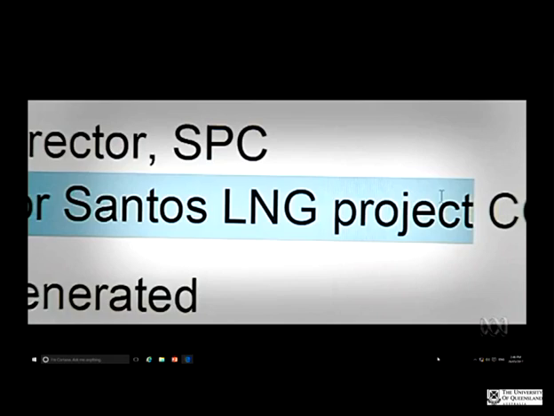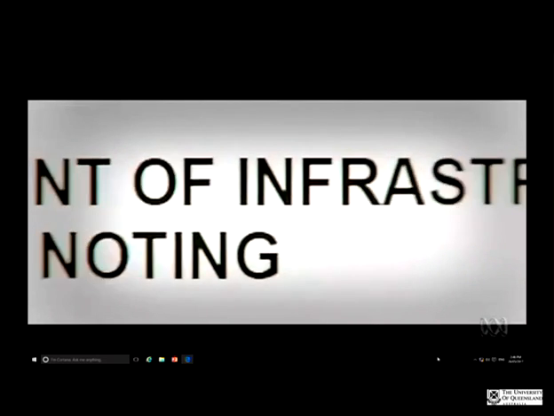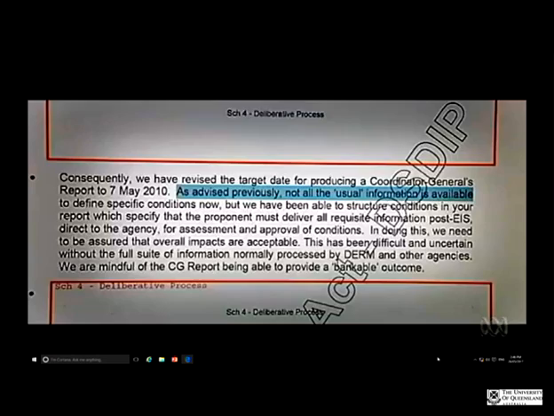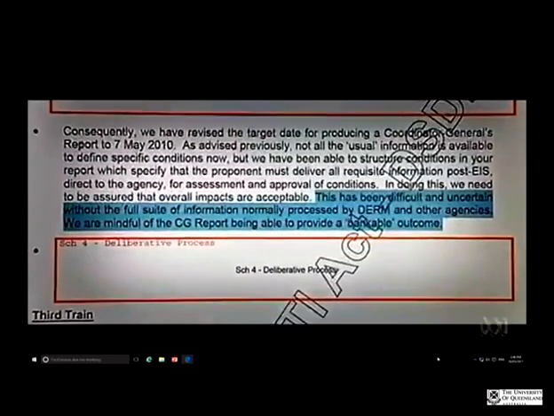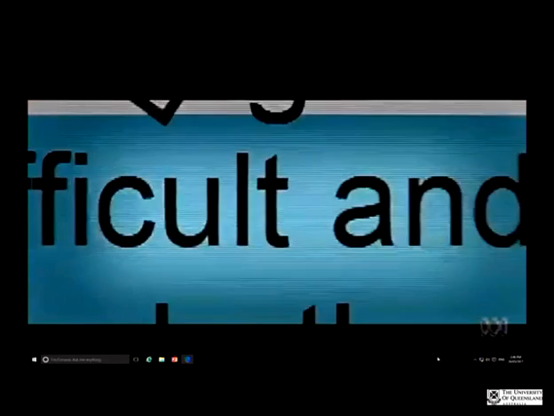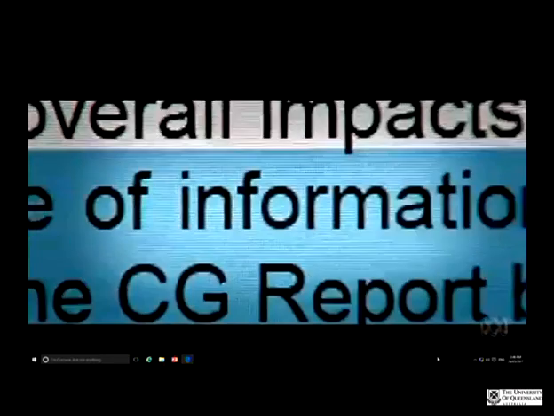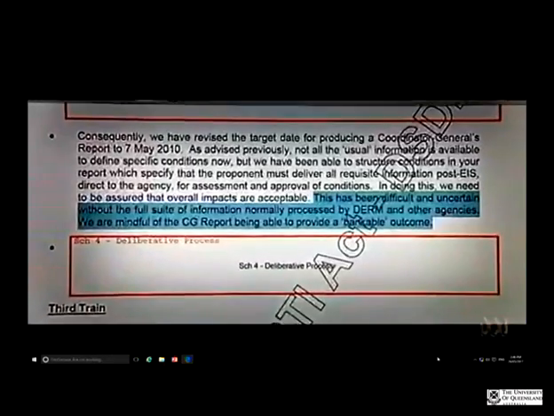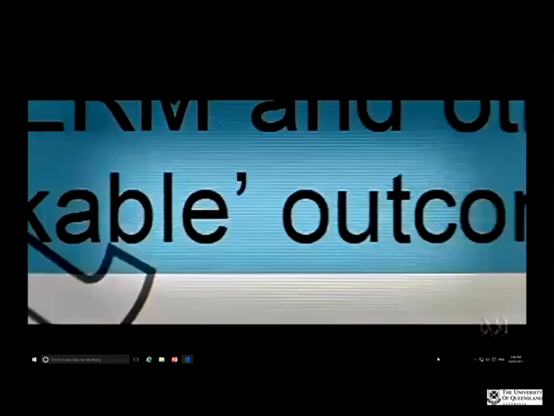But a document from the 4th of May 2010 offers some explanation. It's a brief sent by the Department of Planning and Infrastructure to the Coordinator General. It states, "As advised previously, not all the usual information is available," and goes on, "This has been difficult and uncertain without the full suite of information normally available. We are mindful of the Coordinator General's report being able to provide a bankable outcome."